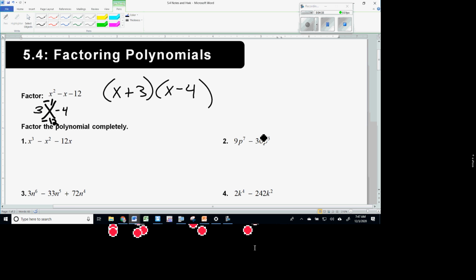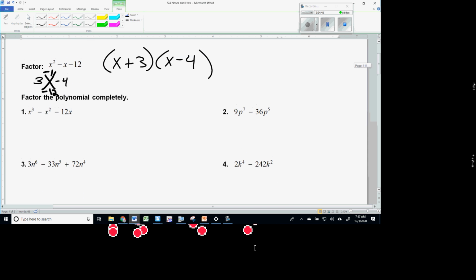Now, let's look at number 1. What we want to look at today. This is a little different. We now have a cubic polynomial that we want to factor. So it doesn't work the same though. But what we're going to do on all of these is the first step is going to be the same. We're going to factor out a common factor to make it look like this, then we can factor it the way we already know how.